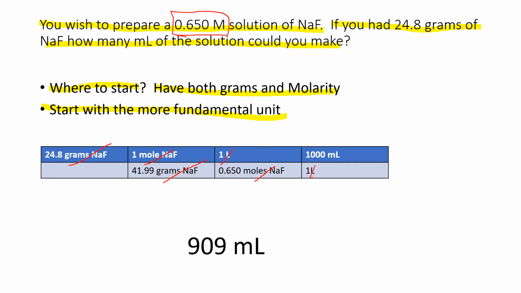The unit we're left with is the unit we want to be left with, which is going to be milliliters. Again, go through the calculation, multiply across the top, 24.8 times 1,000 divided by 41.99 divided by 0.650, and you're going to end up with 909 milliliters.